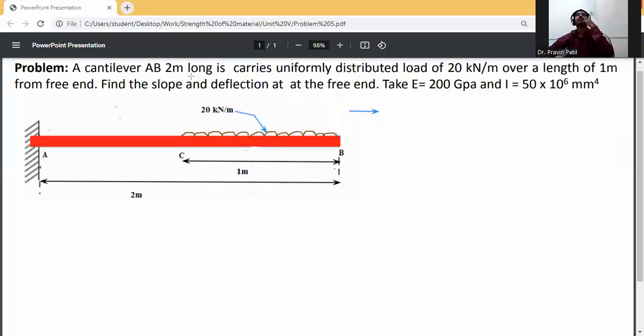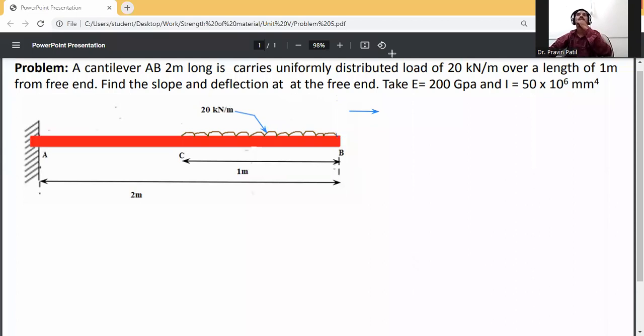Okay. So, problem statement: a cantilever AB, 2 meters long, carries a uniformly distributed load of 20 kilonewton per meter over a length of 1 meter from the free end. Find the slope and deflection at the free end. Take E as 200 GPa and I as 50 into 10 raised to power 6 mm raised to 4. So the modulus of elasticity and moment of inertia are given.